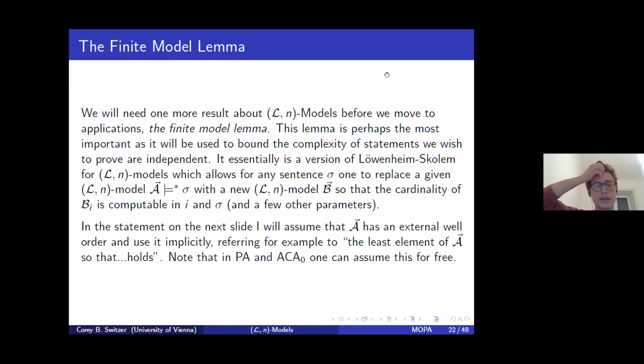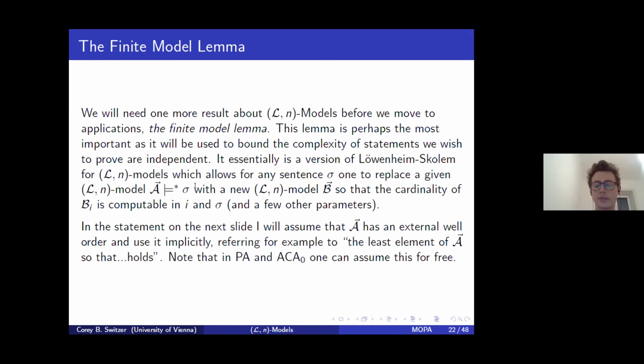What it's going to say, essentially, is that if I have a sentence sigma, and I have an Ln model A vector which fulfills sigma, then I can find a new Ln model B, which also fulfills sigma, and the cardinality of B is going to be sort of small. In fact, it's going to be computable from n and sigma and a couple other parameters, but it's not going to depend on A. My B will be a substructure in a certain sense, so that'll come from A. But the size of the Ln model that I need in order to know whether or not I fulfill sigma is going to be sort of small and not depend on A.